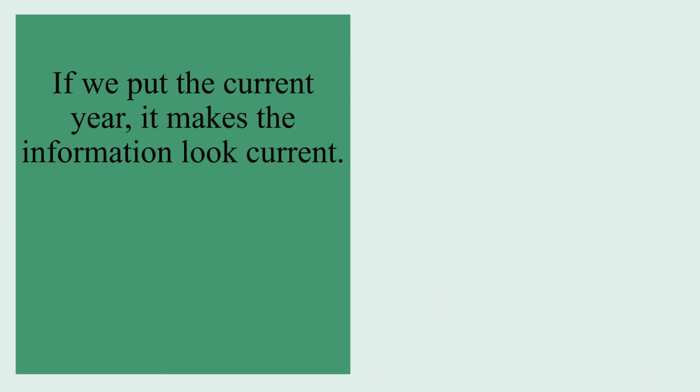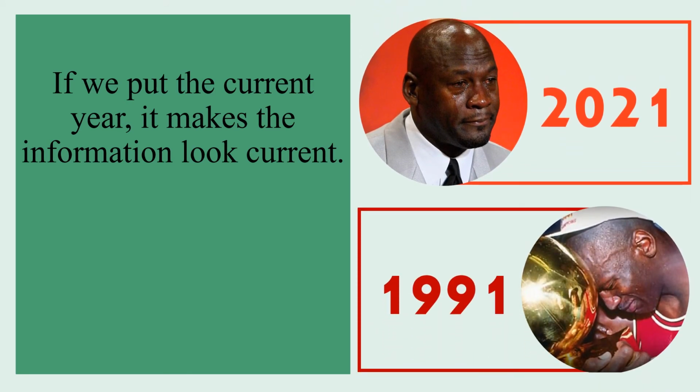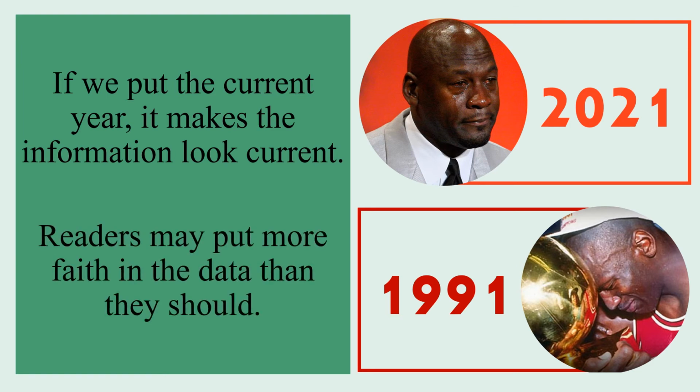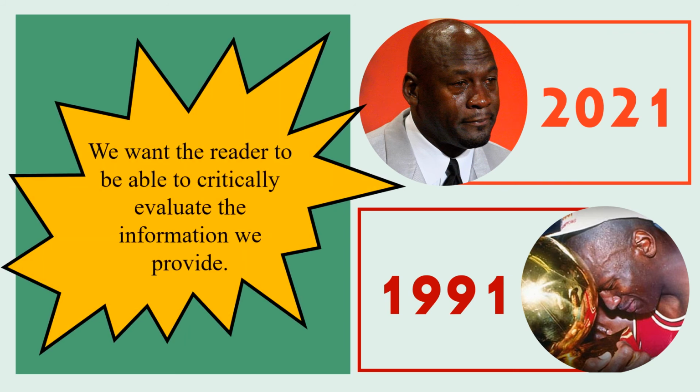If we put a current year on information or data that's over 20 years old, it will make the information look more current than it is. As a result, readers may put more faith in the data than they should because they can't differentiate 2021 from 1991. As academics, we want the reader to be able to critically evaluate the information we provide. Therefore, when we have a source that does not have a date, we do not want to put the date accessed. Instead, we will always put N.D. for no date.